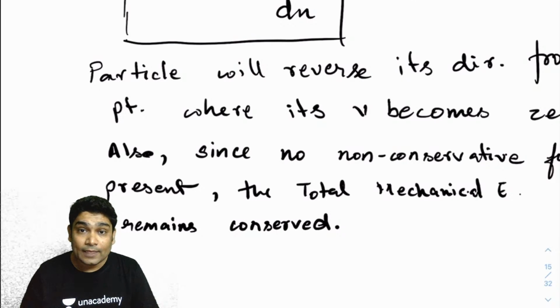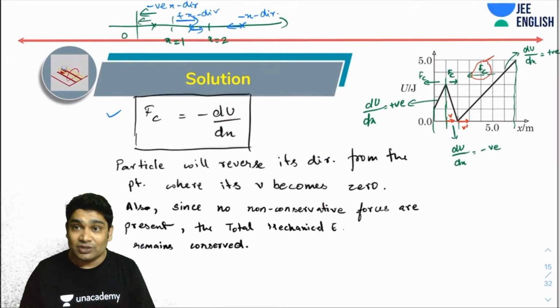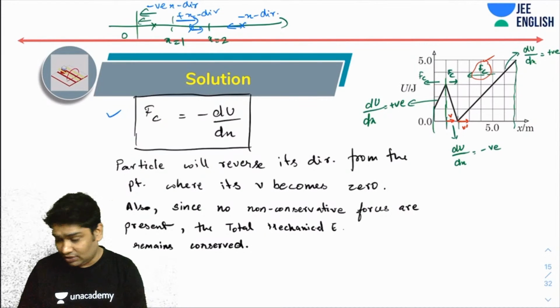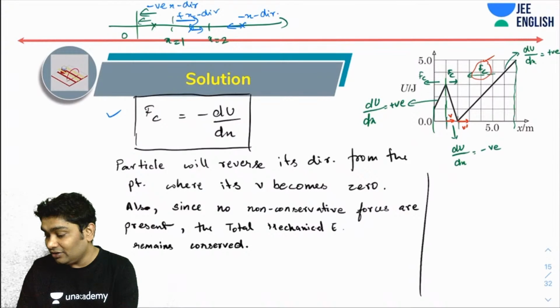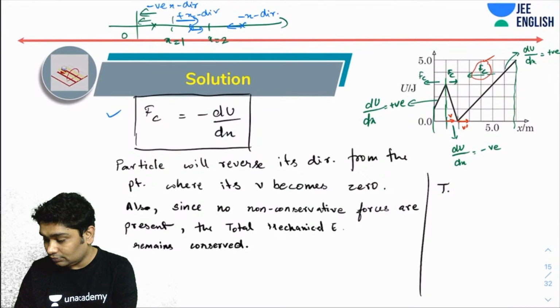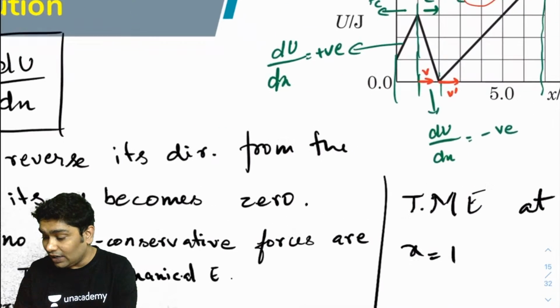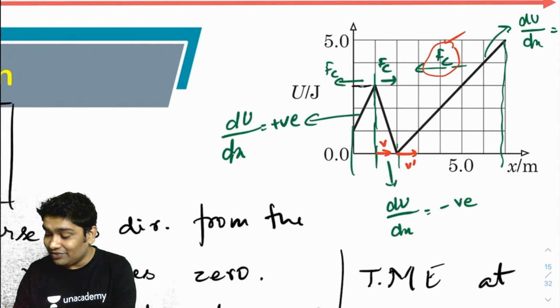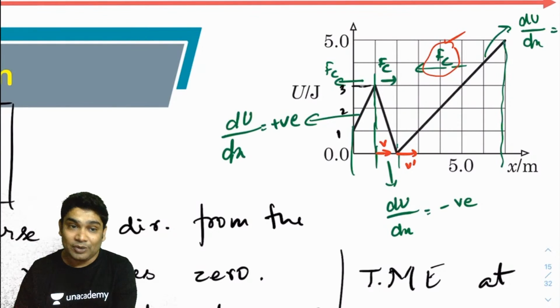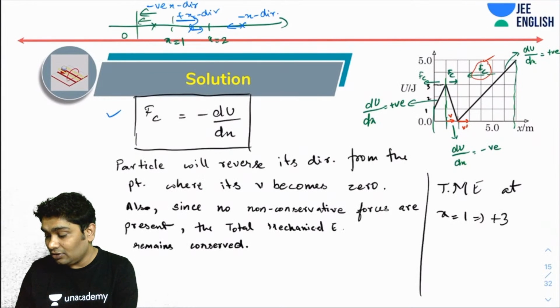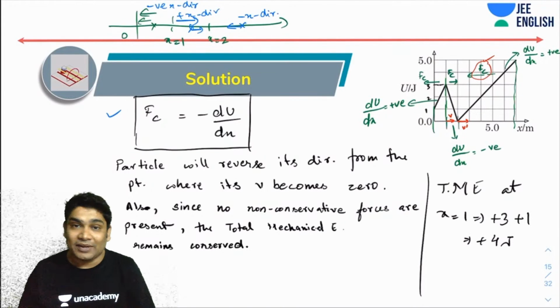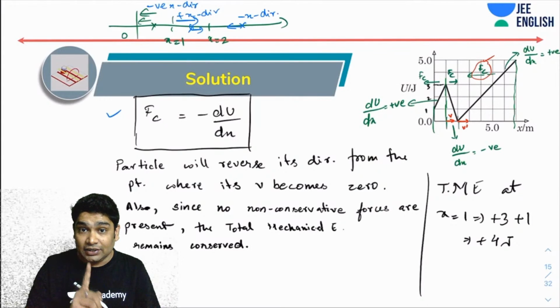Correct. Now it is very simple to see. So what was its total mechanical energy at x equals 1? So let's try and find the total mechanical energy, TME. What is the total mechanical energy at x equals 1? At x equals 1, I can see from here, it has a potential energy which is 1, 2, 3, so plus 3 potential energy, plus 1 kinetic, that is plus 4 joules. Plus 4 joules is the total mechanical energy at x equals 1.